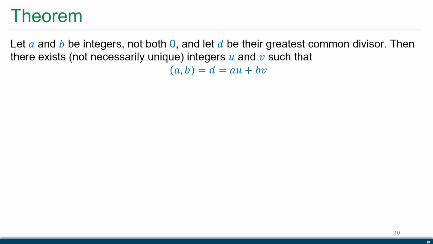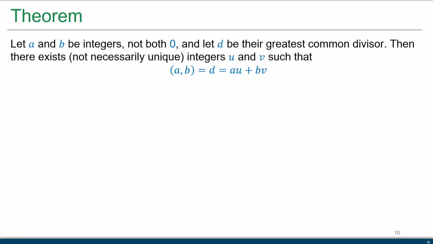Continuing on with the idea of divisibility and greatest common divisors, we have the following theorem. Let a and b be integers, not both 0, and let d be their greatest common divisor. So again, d has to divide both a and b, and if there's any other integer out there that also divides a and b, it has to be less than or equal to d. Those two conditions need to be met.